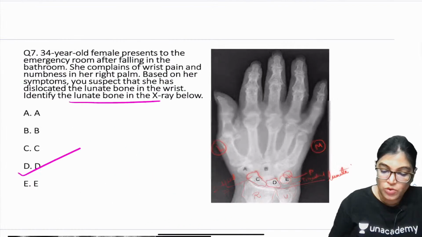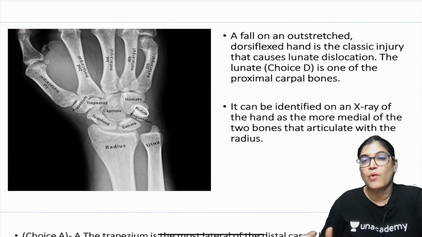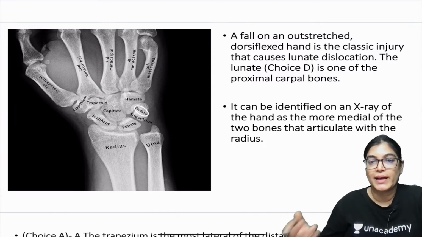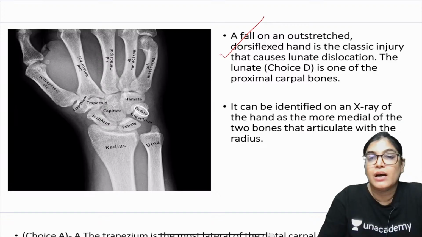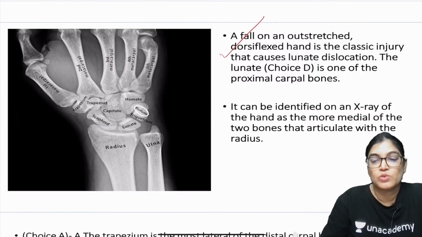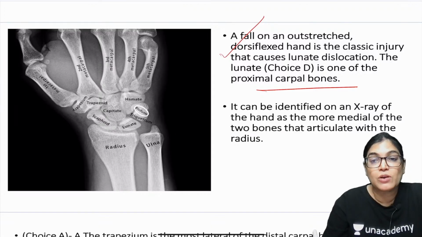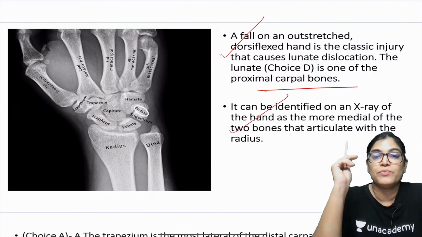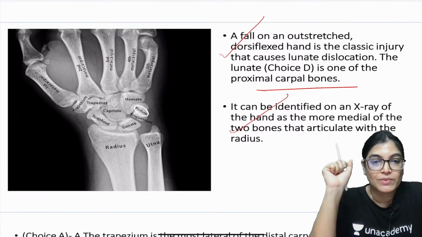So yes, let me show you this diagram. Okay, the correct answer: a fall on an outstretched hand with dorsiflexion of the hand is the classical injury presentation for the lunate bone. So choice D is absolutely correct. And why? Because it is a proximal row carpal bone, and it can be identified by the fact that it is the medial part of the bone which is articulating with the radius bone.